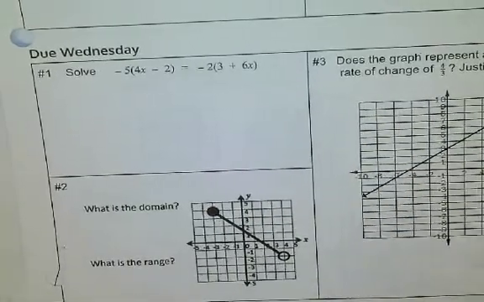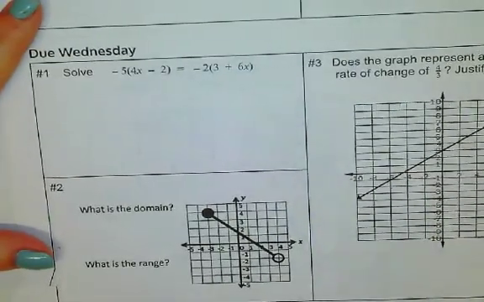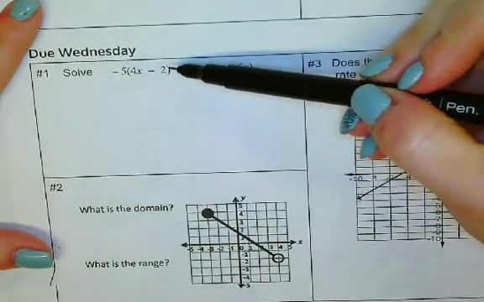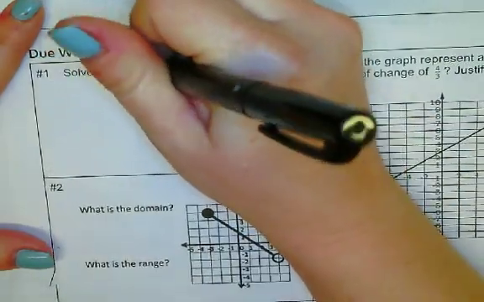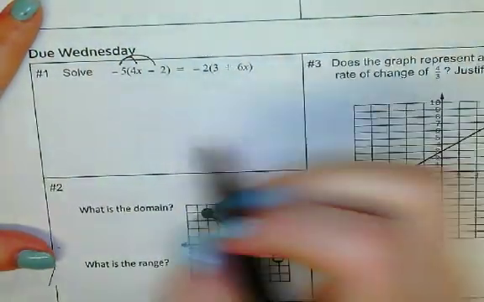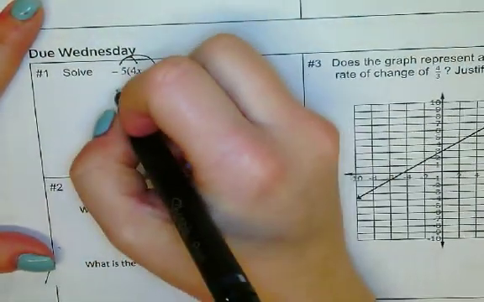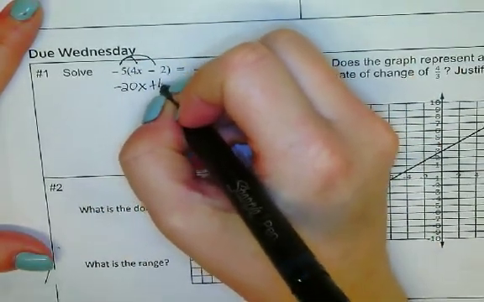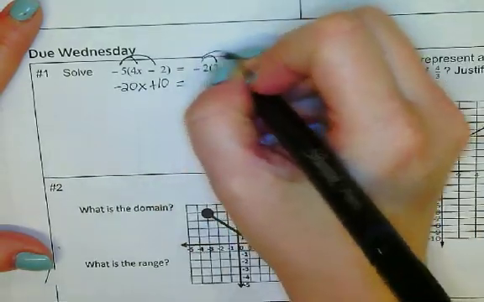For the homework that says due Wednesday, week of April 8th, we're going to start with solving equations. So the first thing you do is anytime you have parentheses like this, to distribute. So we're going to distribute the negative 5 to everything on the inside. Negative 5 times 4x, negative 20x. Negative 5 times negative 2, positive 10.